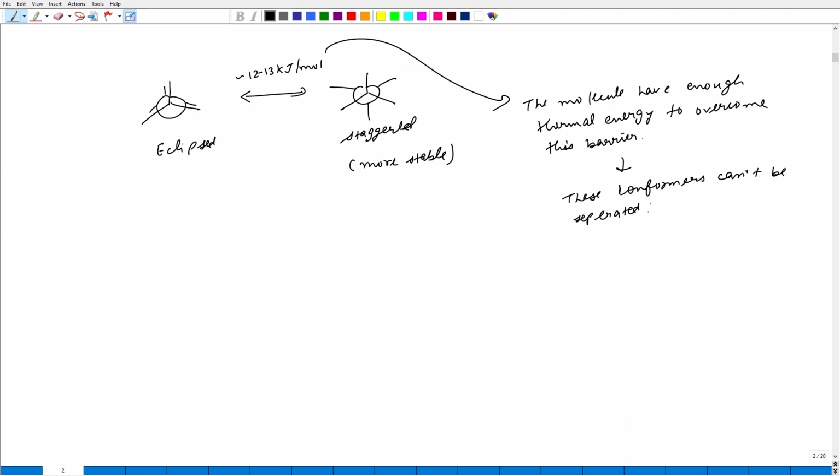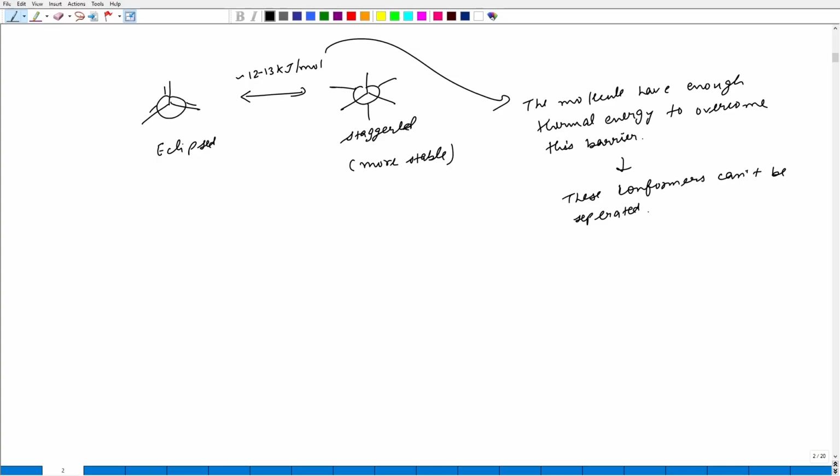Okay. So, these two conformations, the eclipsed and the staggered, although they have an energy barrier, the energy barrier is very small, around 12 to 13 kilojoules per mole, and the molecule at room temperature has sufficient thermal energy to overcome that barrier. So, what happens is that at room temperature these molecules continuously shift from one conformer to another. So, it is almost impossible to separate them as individual conformers. So, conformers are those which are not separated at room temperature. Okay. As I have told, staggered is more stable and eclipsed is not.